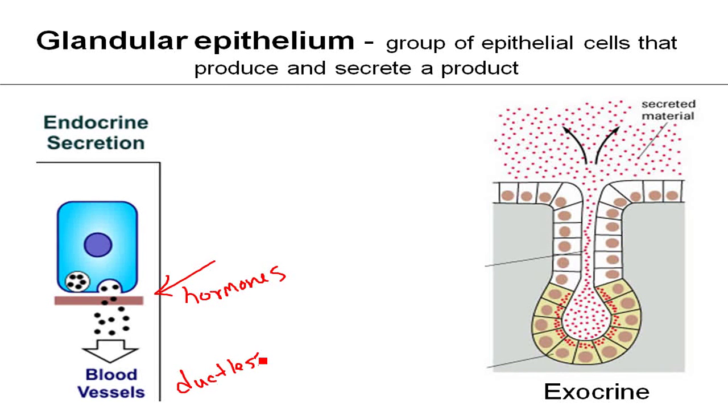Now the other type are the exocrine glands, and these types, they do use ducts. They're going to have cells that produce a particular product, and then they have tiny little tubes or ducts that are going to carry them either outside the body or into a body cavity. And some examples would be sweat glands, mammary glands.